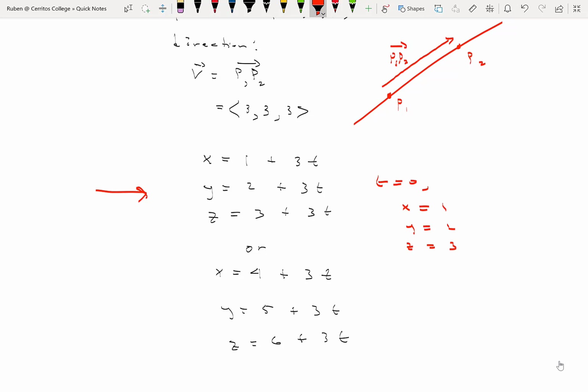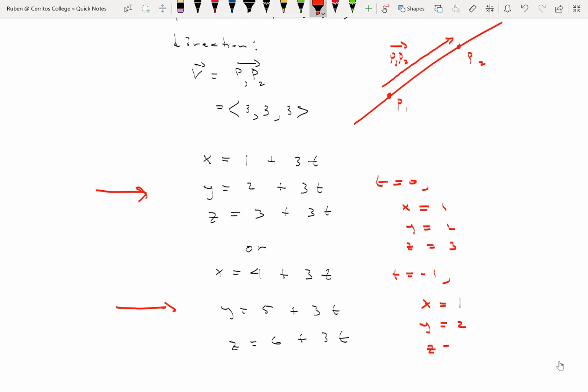How can I get the x value to equal 1? I'd have to let t equal what? In the second line. So I'm looking at the second line. 4 plus 3t is 1, so t needs to be -1. So if t equals -1, in the second representation, I get 4 minus 3, 1, 5 minus 3, 2, and 6 minus 3, 3.